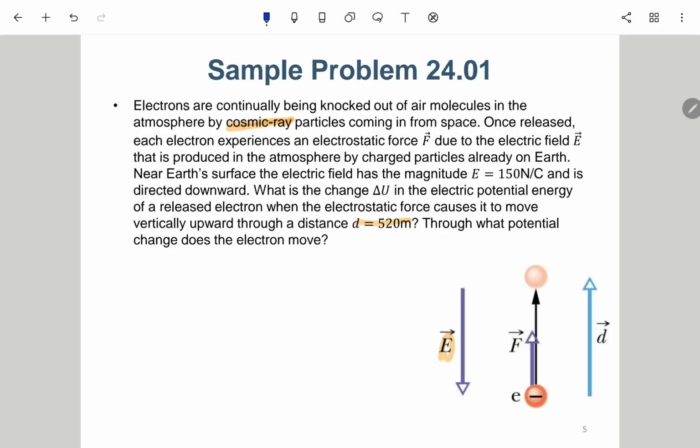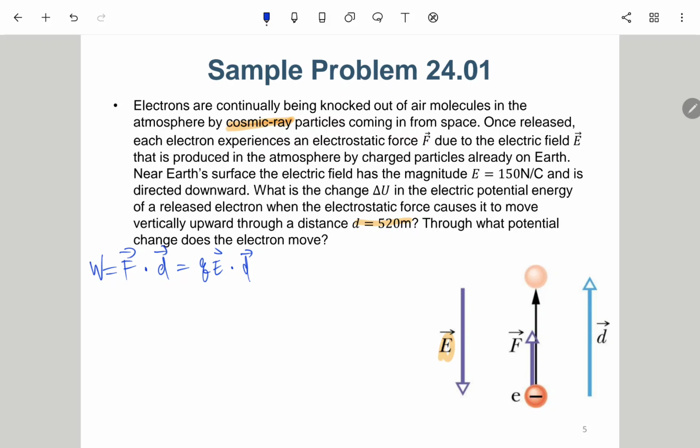It will be easy. The work done will be the force dotted with the displacement. You should be familiar with it. And actually the force will be Q times E according to the definition in chapter 22 for the E field. So QE will be the electrostatic force, or the Coulomb force, dotted with D.